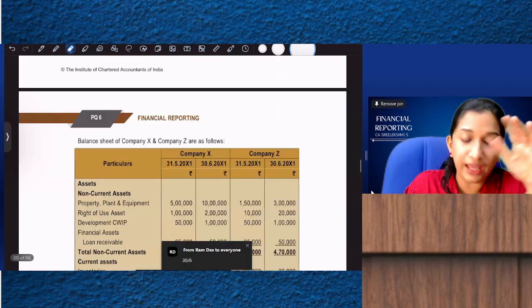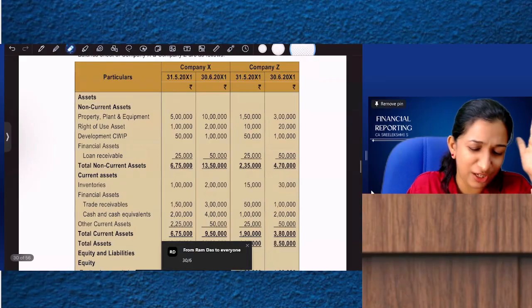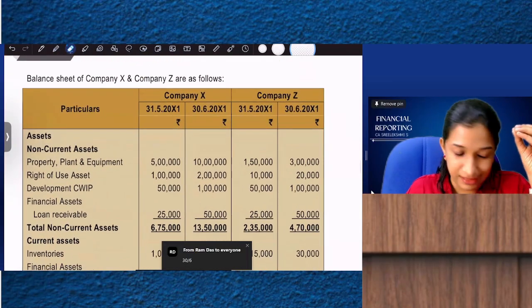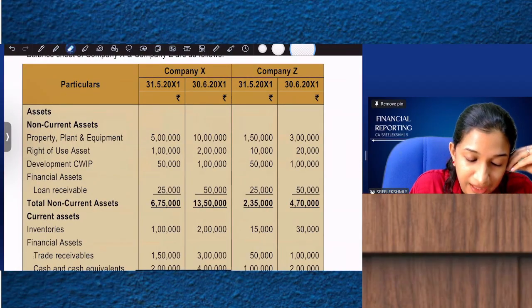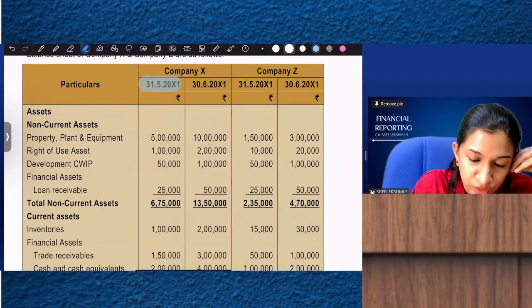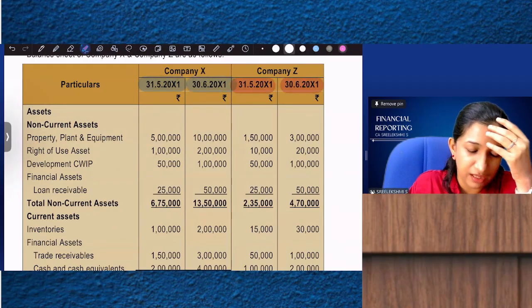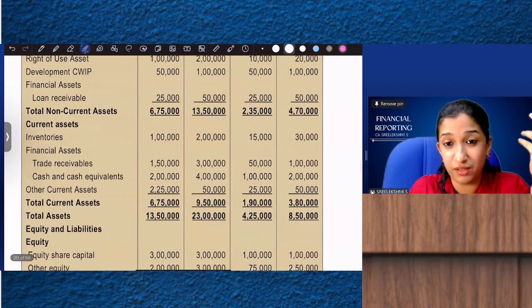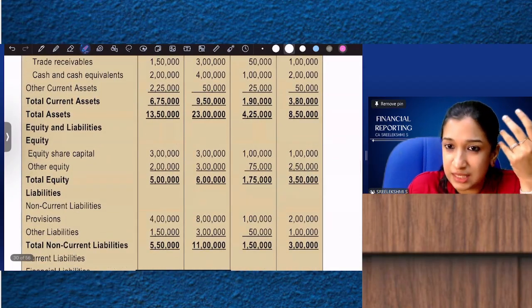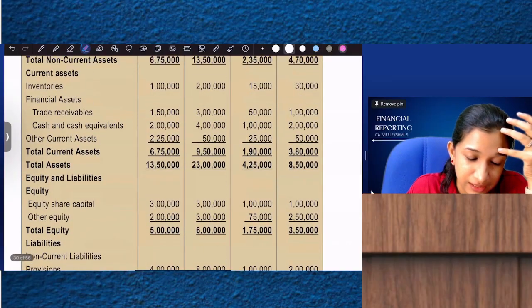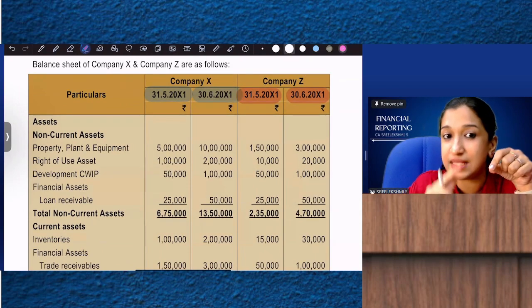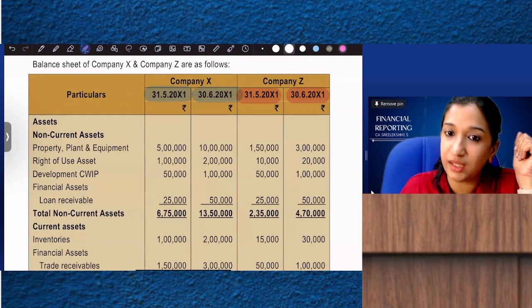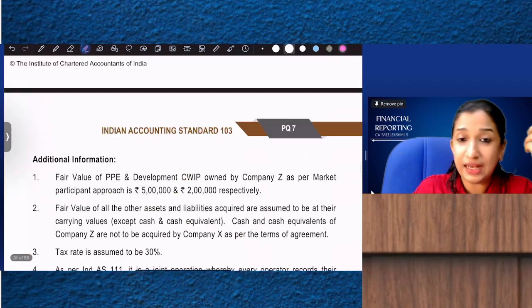Now they have given a balance sheet. Balance sheet of X and Z. Company X's balance sheet on 31st May and 30th June, and company Z's balance sheet is also given. It is not two years, it is two dates: balance sheet as at 31st May and as at 30th June of both companies are given.